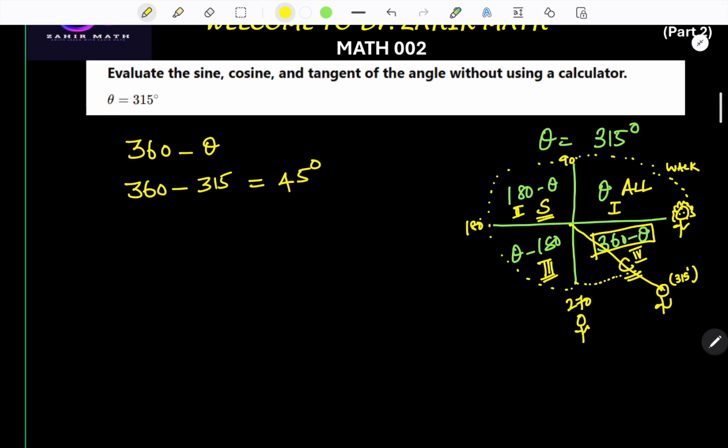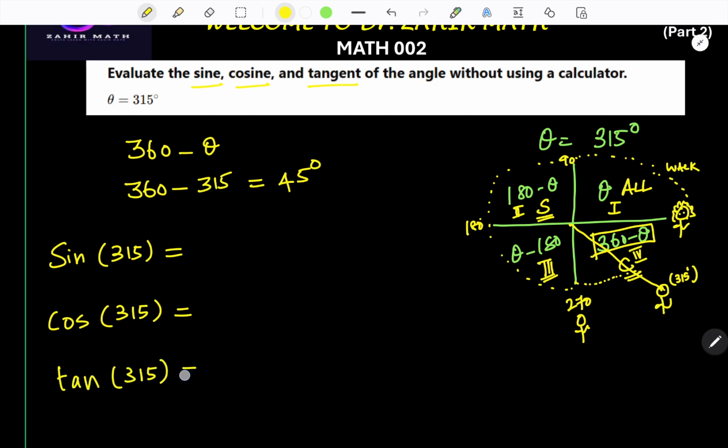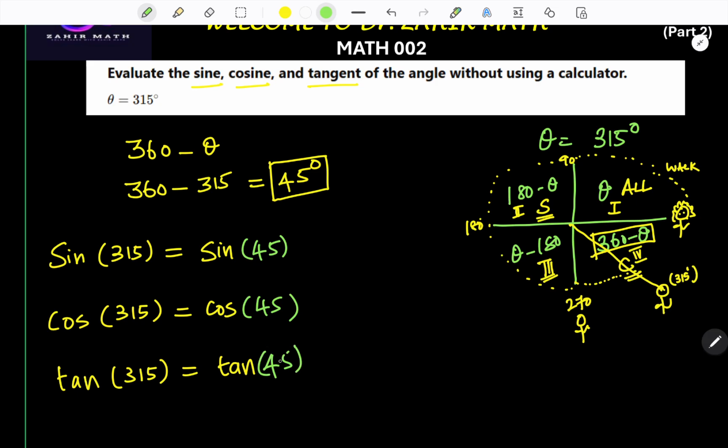So what is the meaning? The question is to find the sine, cosine, tangent. So they are asking sine 315 degrees, cosine 315 degrees, and tan 315 degrees. So this is converted into 45 degrees: sine 45, cosine 45, tan 45. After converting into 45 degrees, you must go to the quadrant.